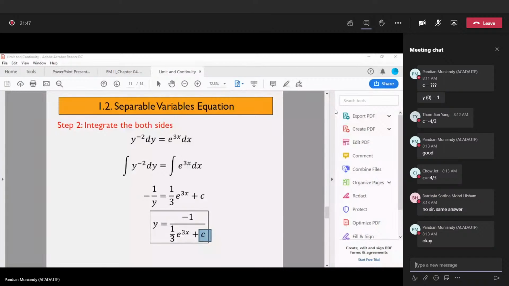So now the initial condition gives you the complete answer. I repeat again, y equals minus 3 divided by e power 3x minus 4. Or you can just write minus 1 over y equals 1 over 3 e power 3x minus 4 over 3. So we gave you the initial condition in order to find the c. You must remember, for first order, you need one initial condition. For the second order, you need two initial conditions. Any question, class, so far?